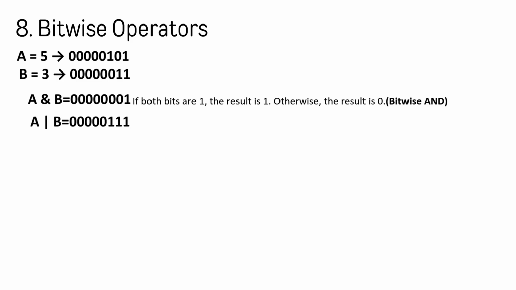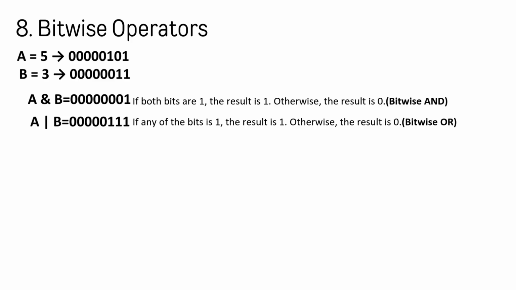For the bitwise OR operator, we check the corresponding bits again, and if any of the bits is 1, the result is 1. If any of the bits from A, or it can be from B, is 1, if there is any 1 in A or in B, then the result will be 1. So we see that here it is 1 and 1, that is 1.